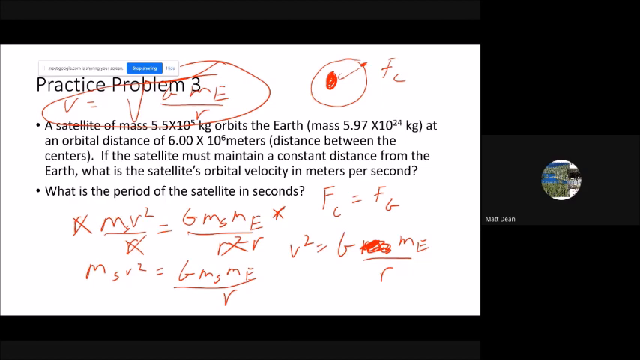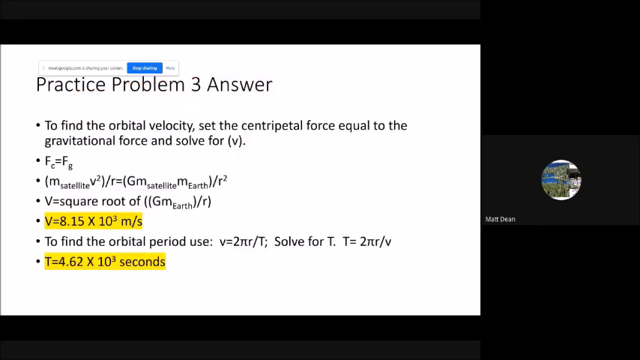We have all the variables we need to plug in. We know the mass of the Earth. We know the orbital distance. And big G is the universal gravitation constant, which you'll find on your formula sheet. Here I have it all worked out. So we end up with a velocity of 8.15 times 10 to the third meters per second.